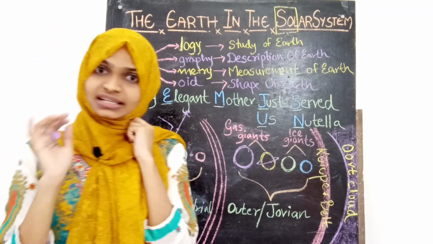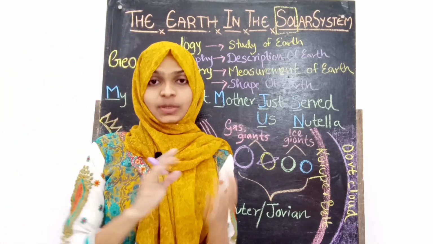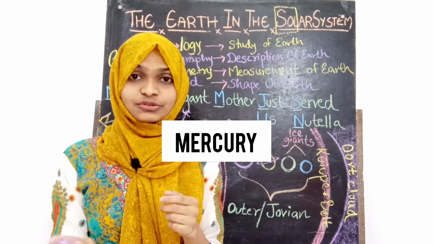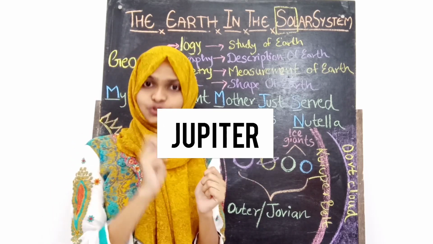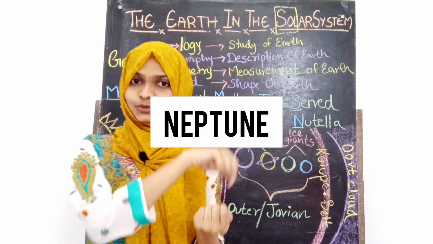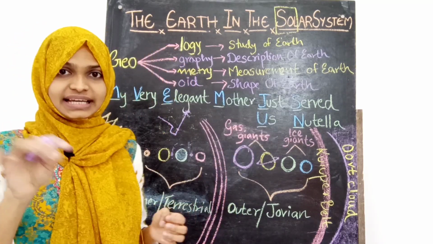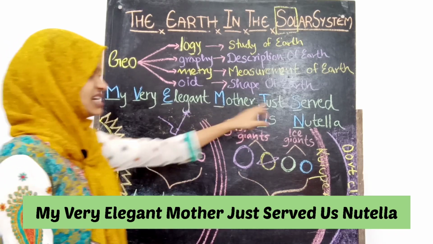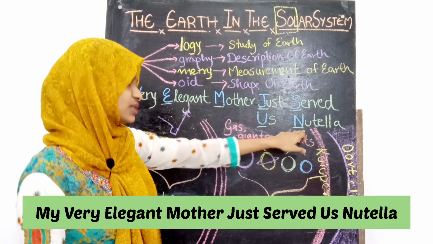Now that's about the constellations. Now we'll talk about the 8 planets. We have 8 planets: Mercury, Venus, Earth, Mars, Jupiter, Saturn, Uranus and Neptune. Now to remember that easily, just remember a word: my very elegant mother just served us Nutella.